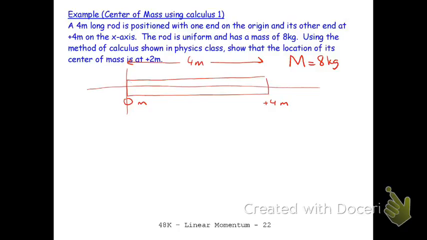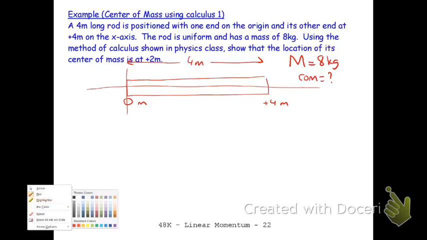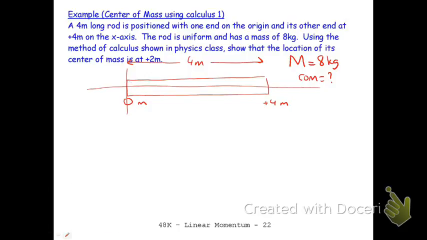You've got to prove it's at 2. We know it's at 2. We know it. It's balancing at 2. You know that, yeah? It's a uniform rod. But let's just prove it to ourselves. So the way we do it is, we imagine a little slice.